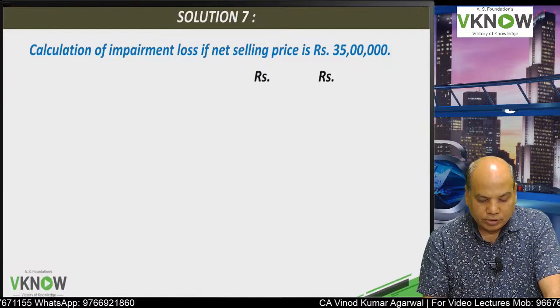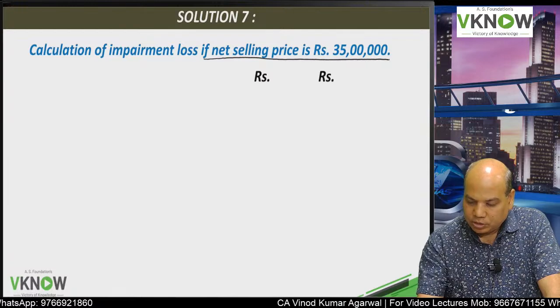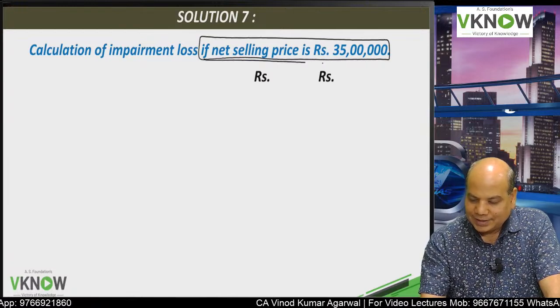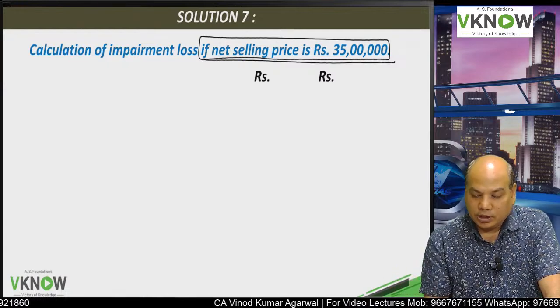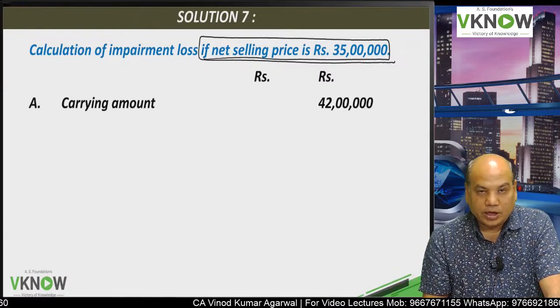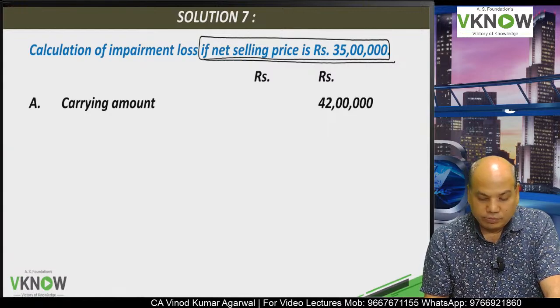Okay. Now, next point is, what will be impairment loss if net selling price is 35 lakh? So, my recoverable amount will change. Carrying amount will be same. Question is changed. Carrying amount is 42 lakh.